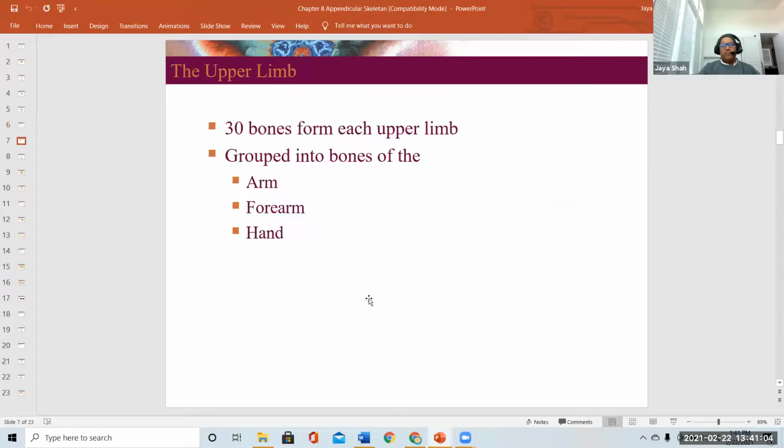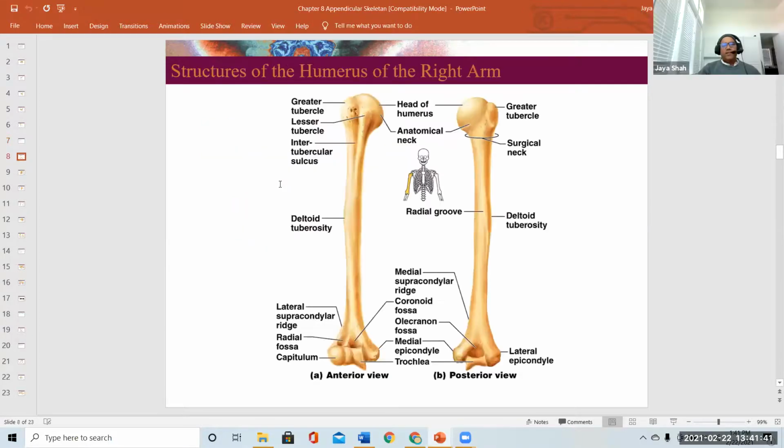Upper limb. There are 30 bones in each upper limb, grouped into bones of the arm, forearm, and hand. Okay. So what is the arm bone? Without looking at the diagram, humerus. What is the forearm? Radius and ulna. And hand, carpals, metacarpals, and phalanges. Okay.